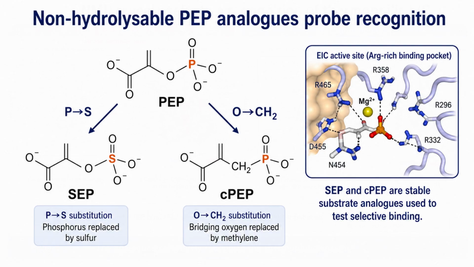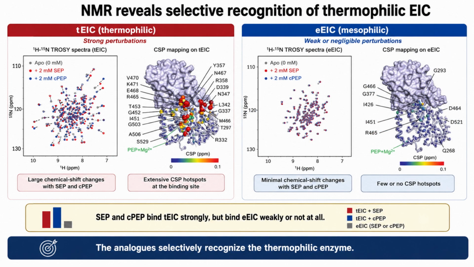NMR chemical shift perturbation experiments showed that both SEP and CPEP strongly perturb thermophilic E1C, with changes localized near the PEP binding site. In contrast, the same analogues produce weak or negligible perturbations in mesophilic E1C. The analogues selectively recognize the thermophilic enzyme.